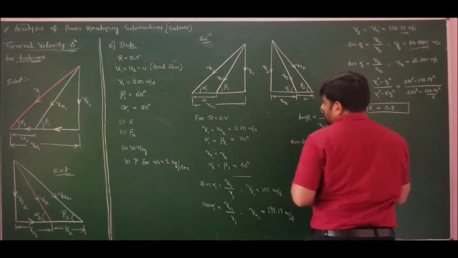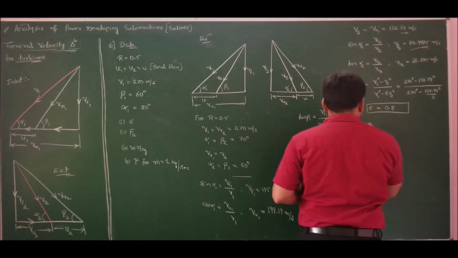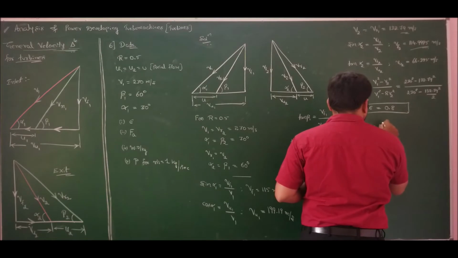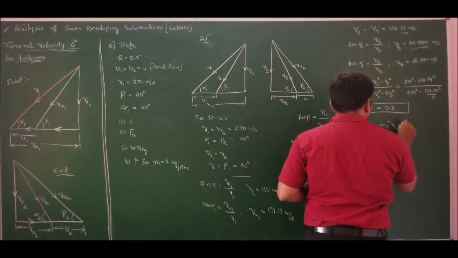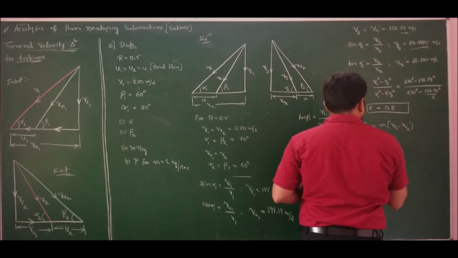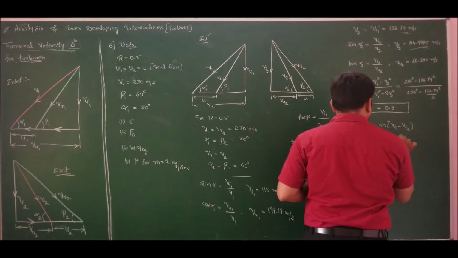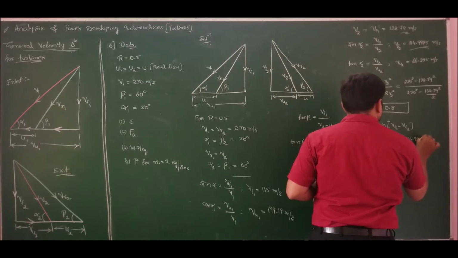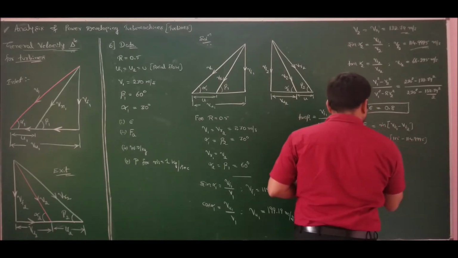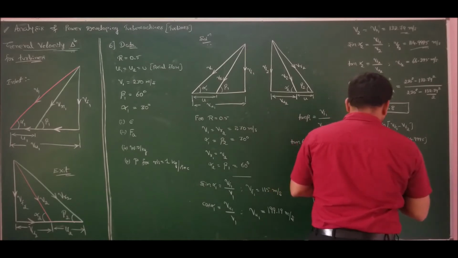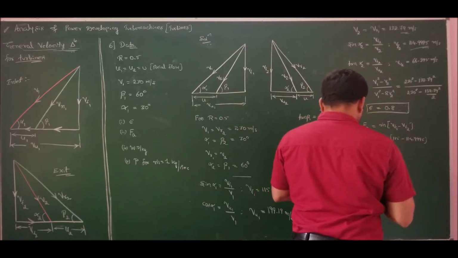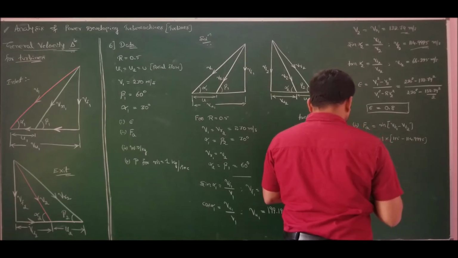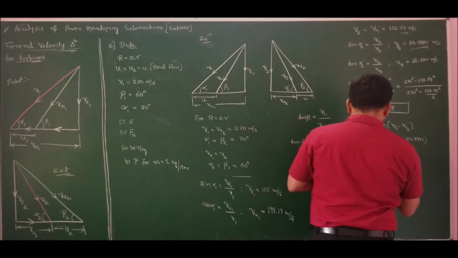Coming to the second question, what has been asked is the axial thrust, FA. Axial thrust is mass flow rate into Vf1 minus Vf2. Mass flow rate is given as 1, Vf1 is 115, Vf2 is 114.995. So the axial thrust will be 115 minus 114.995, which is 5 into 10 to the power of minus 4 newtons.